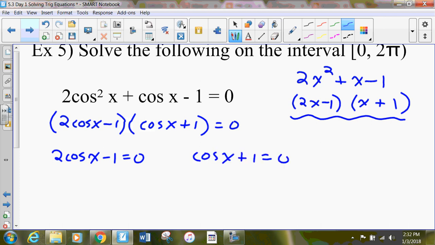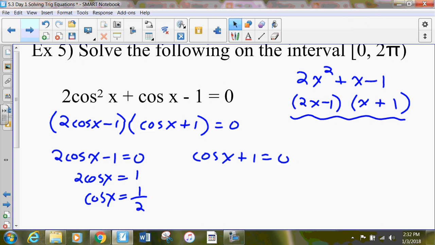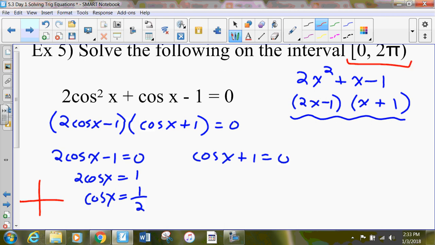Here we go. We're going to isolate cosine x here. We're going to go ahead and add 1. We're going to divide by 2. And we get cosine x equals 1/2. So let's just stop and answer that real quickly. If we think about where cosine is equal to 1/2. Now remember, we're on an interval where 0 is included because there's the brackets. It goes from 0 all the way up to, but not including, 2 pi.